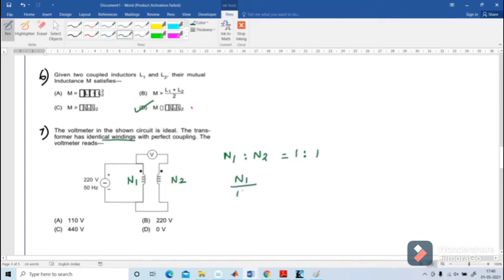N1 by N2 equal to V1 by V2. V2 equal to what? V2 equal to V1 into N2 by N1. What is N2 by N1? That is equal to 1. So V1 equal to 220 volt, V2 also 220 volt. Option B is correct.